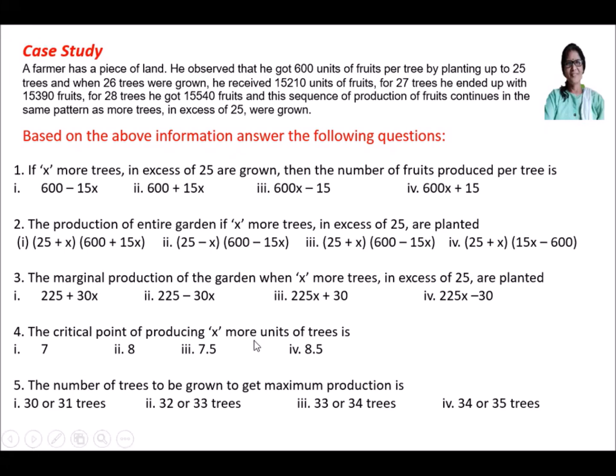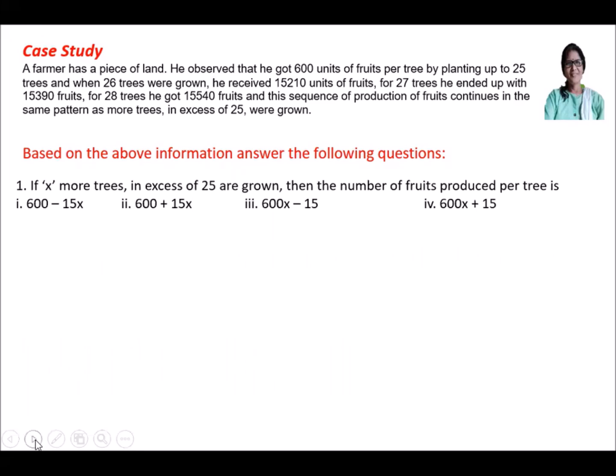So you can pause the video, you can write the answer yourself. You can take time to read the questions very carefully. So I'm going for question number 1. Question number 1 is, if x number of more trees, the excess of 25 are grown, then the number of fruits produced per tree is 600 minus 15x, 600 plus 15x, 600x minus 15 and 600x plus 15. So read the question very carefully. For 25, it will be 600 per tree.